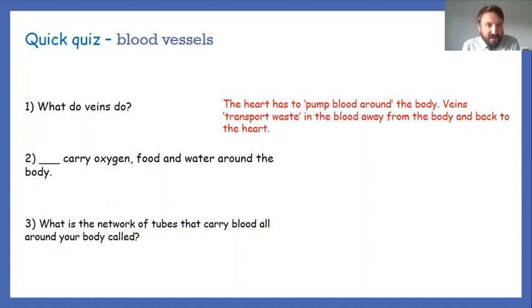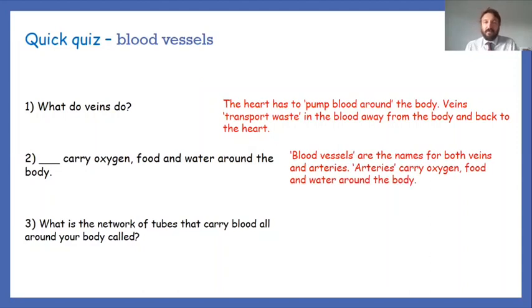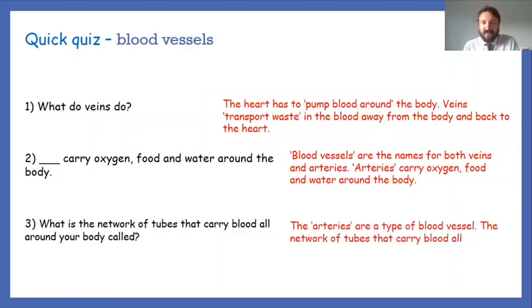So for number 2, something carries oxygen, food and water around the body. Well, blood vessels are the names for both veins and arteries. Arteries carry oxygen, food and water around our body. And number 3, what is the network of tubes that carry blood all around the body called? Well, the arteries are the type of blood vessel. The network of tubes that carry the blood all around your body is called the blood vessels.